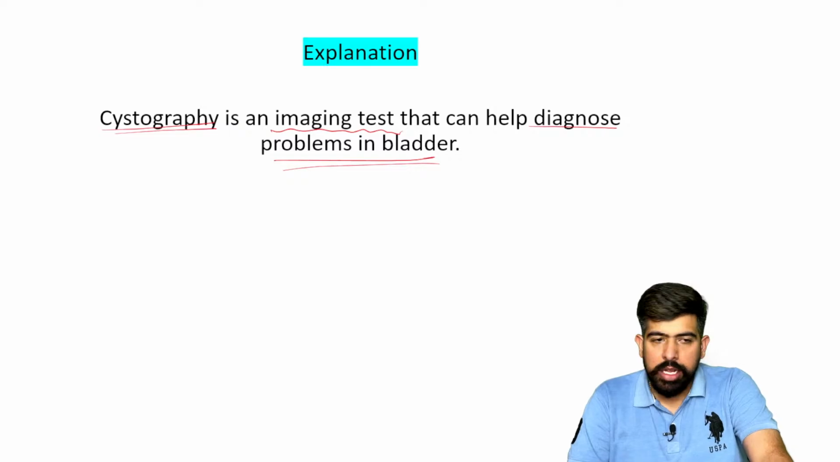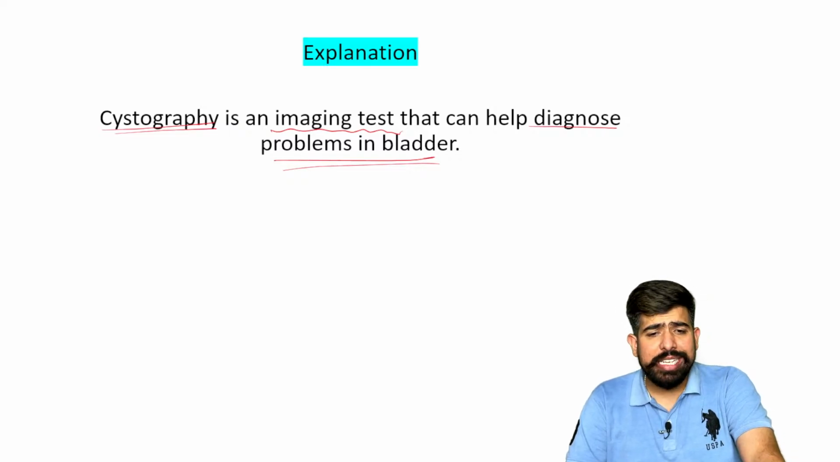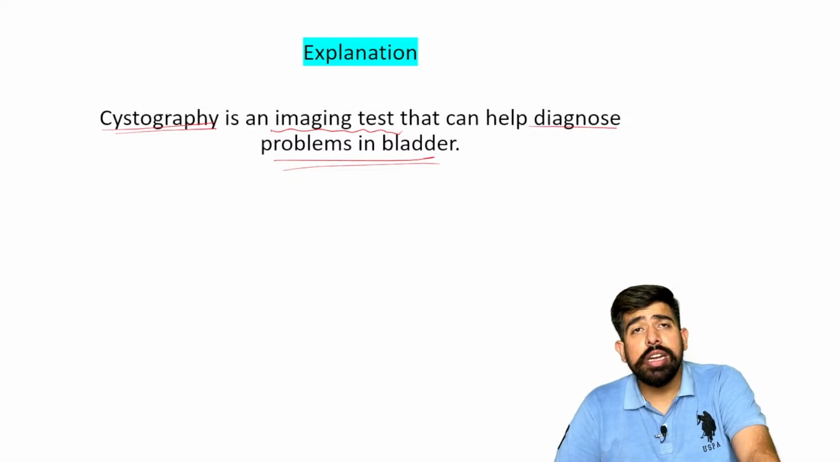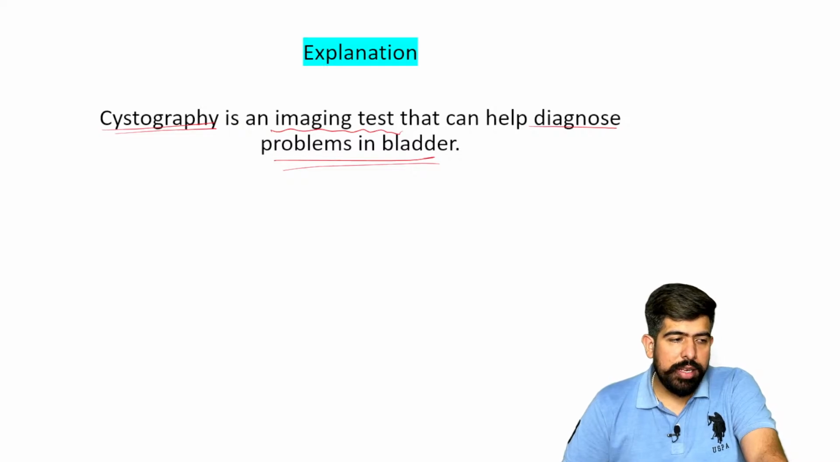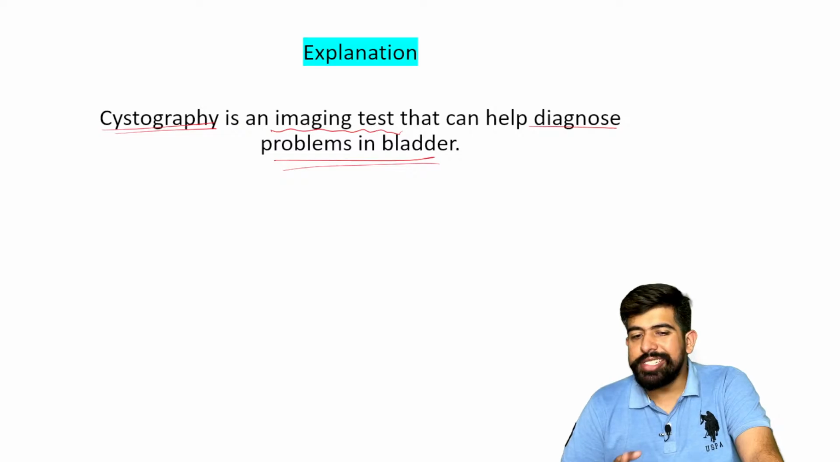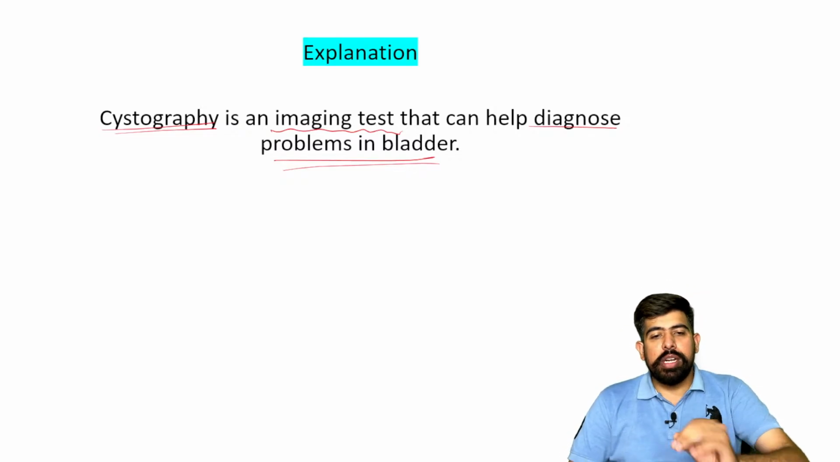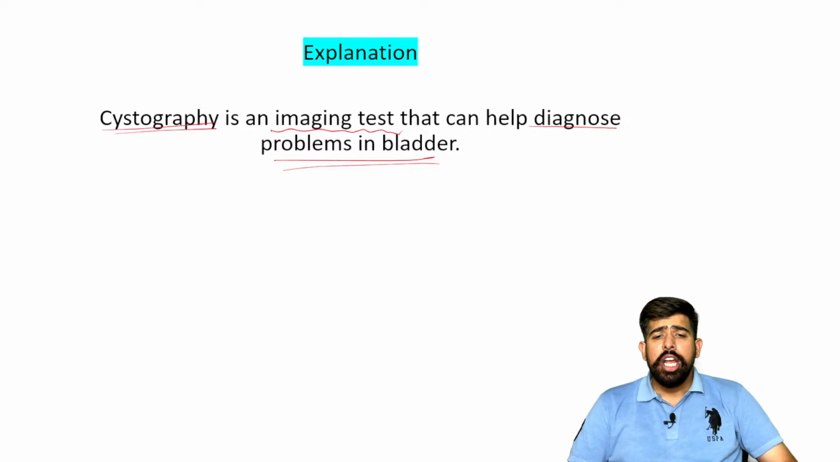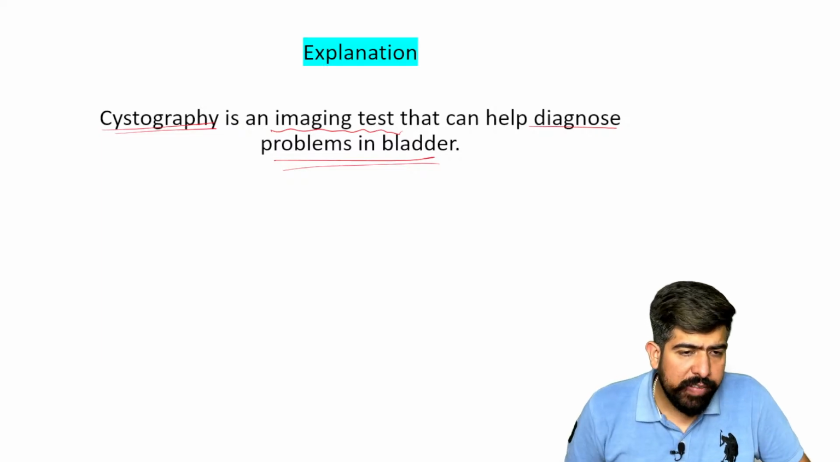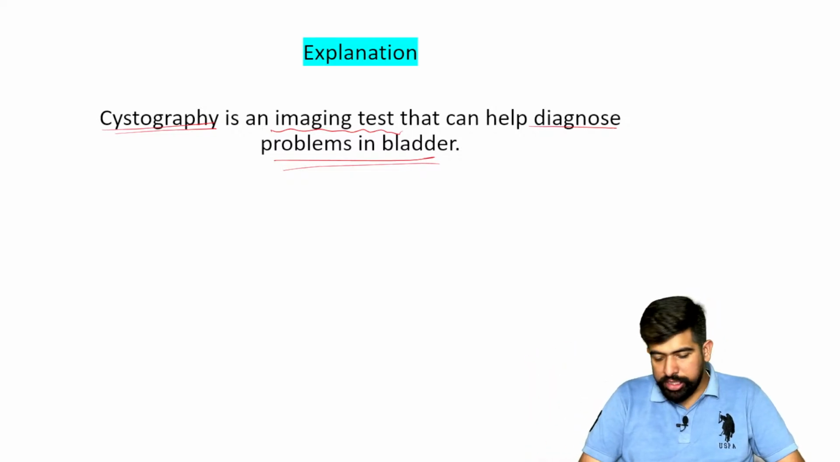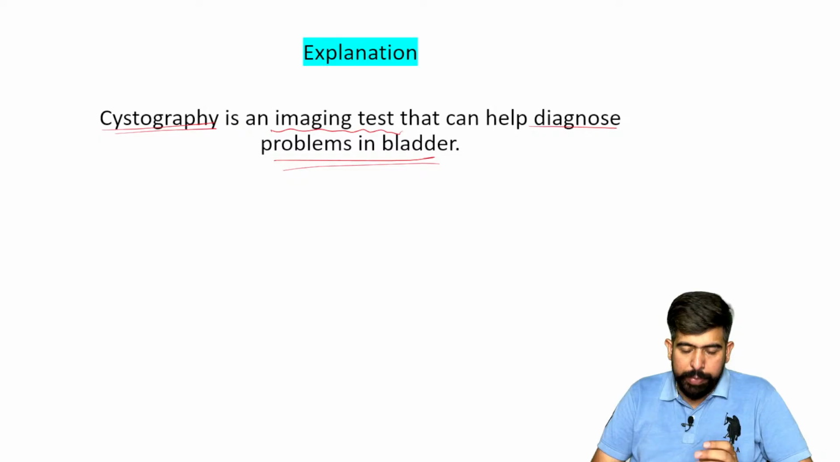The cystogram, whenever we have to make the diagnosis of the bladder, maybe the bladder has a stone, we'll do the cystogram. Maybe the bladder cancer, we'll do the cystogram, right? We can do the cystogram for bladder disease. So I hope now you can remember it. For any urinary bladder disease given to you, if they are asking for the diagnostic test, they want to make the diagnosis of that particular patient.